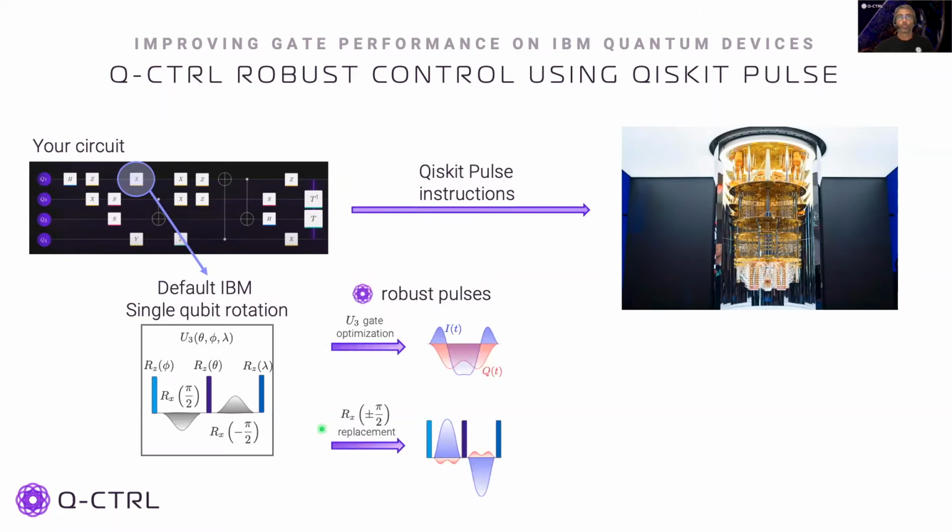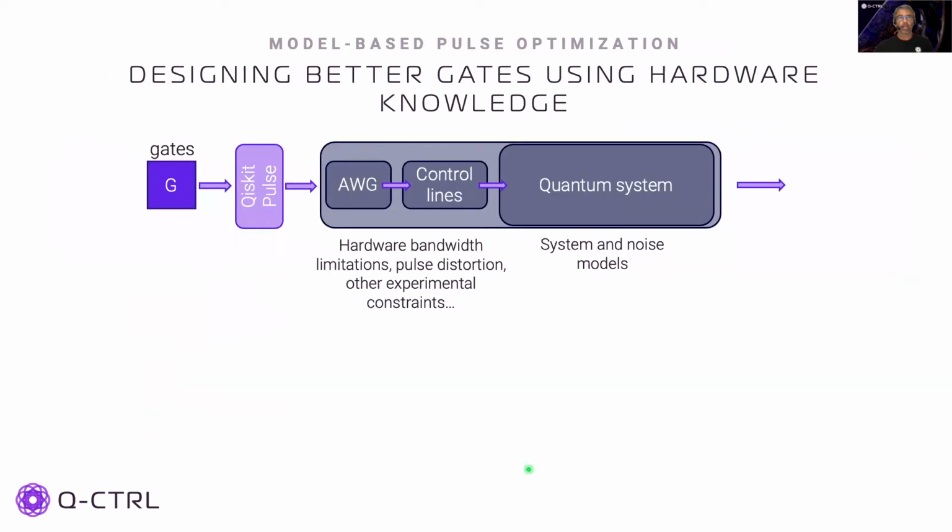This diagram shows two possible strategies for gate replacement. We can start from scratch and optimize this parameterized U3 gate as a single unit, or retain the structure used on the IBM devices and optimize these X pi/2 gates, which are used as building blocks for arbitrary rotations. In any case, the idea is to obtain customized gates that outperform the out-of-the-box native gate.